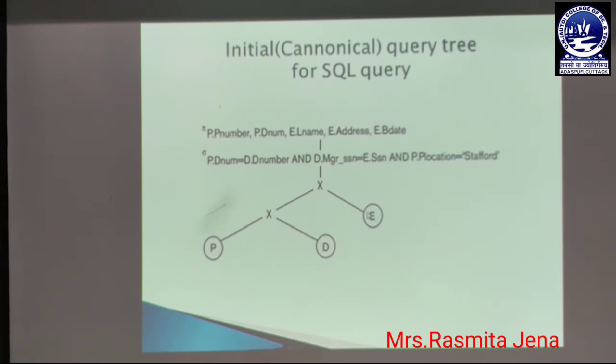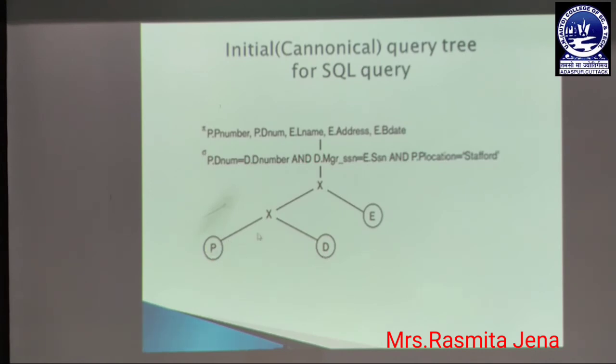Whatever the final result or final relation we get, we perform these operations on that final result and get the answer. So this is the initial tree. You can see all the operations, that is Cartesian products, are represented as internal nodes, and the input relations are represented as leaf nodes. The final result that we want to display is represented as the root node, and the processing starts from the leaf of the tree.